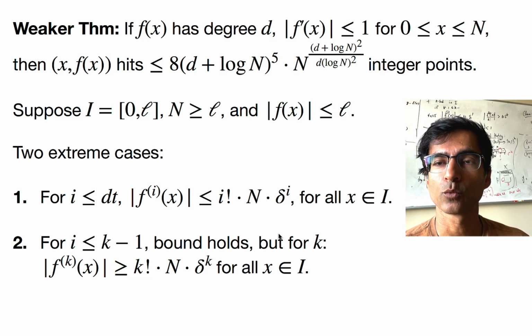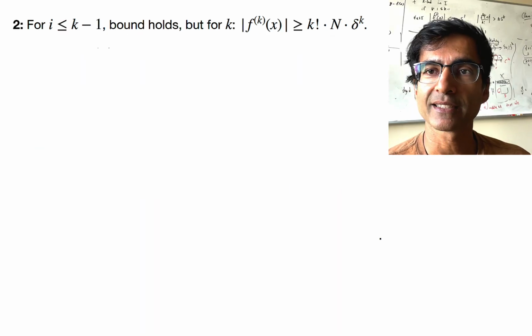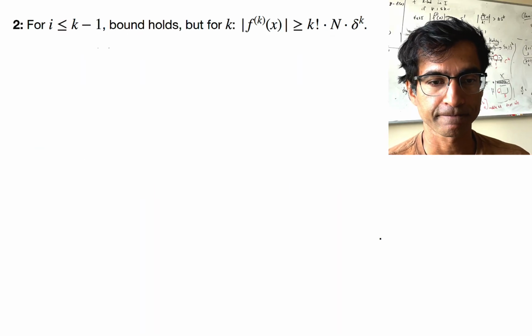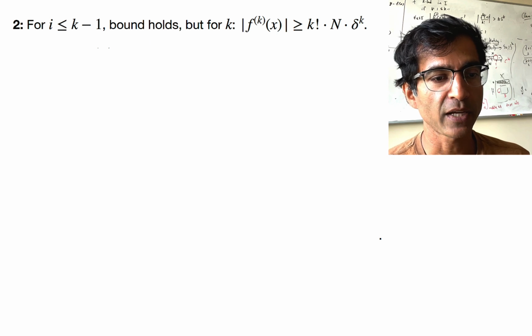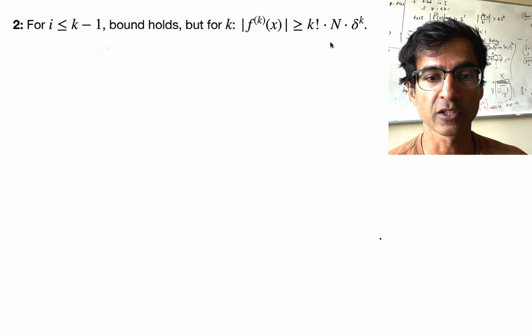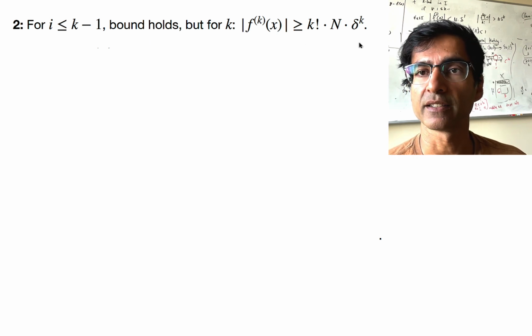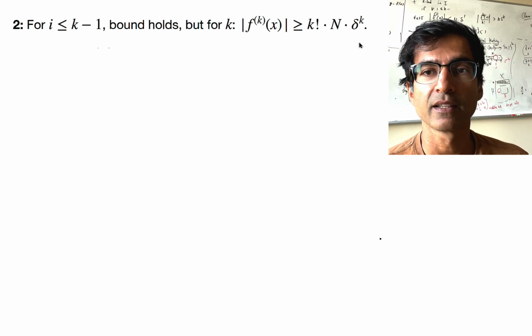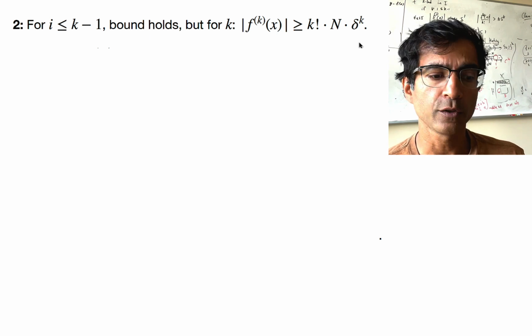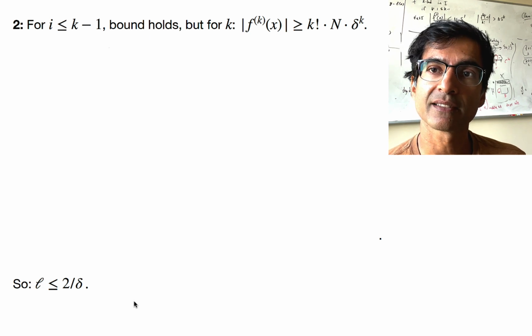But let's try to understand what we can say in these two cases. And let's start with the second case first because it's easier. So suppose you have that for i that's at most k minus 1, the derivatives are smaller than the threshold, and for k, it's at least the threshold, and these bounds hold throughout the interval. Then what we're going to conclude is that in this case, the length of the interval must be small. The length must be less than or equal to 2 over delta.